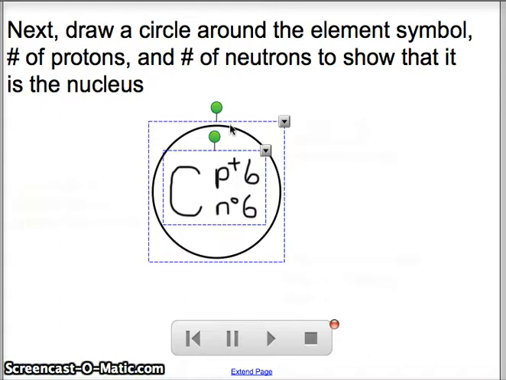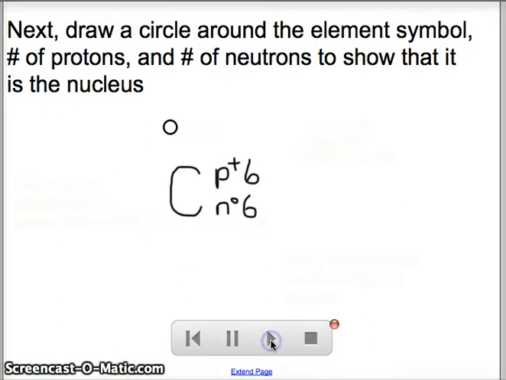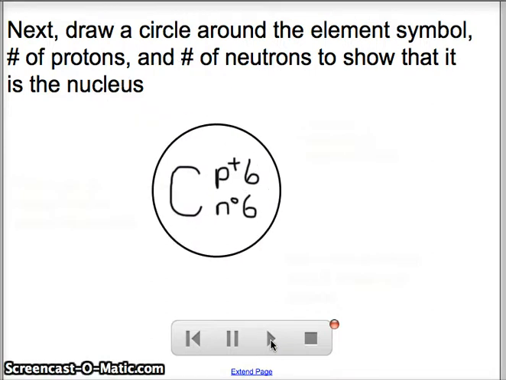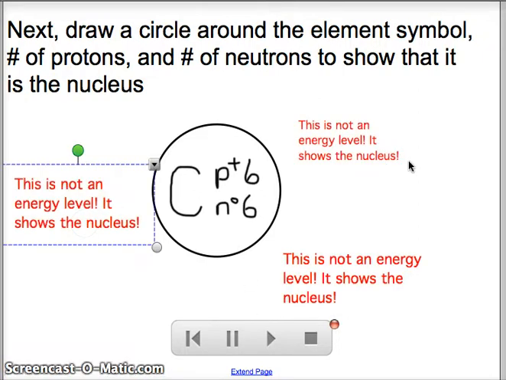Next you draw a circle around the element. I did that here, but recorded it and showed it all here. You draw a circle around the element symbol, number of protons and number of neutrons to show the nucleus, and very important, this circle is not an energy level. I put it there 3 times to make sure you know that this is not an energy level.